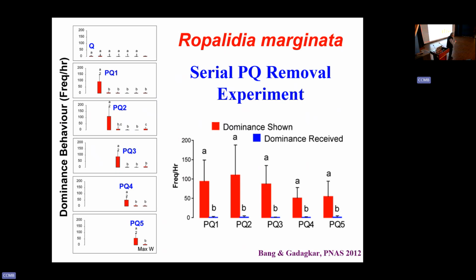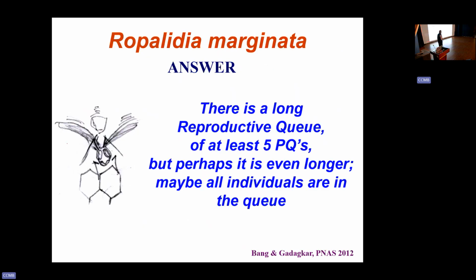They are not challenged. I have enlarged this to show you that these blue bars, which are supposed to be data on aggression received by the potential queens, are essentially 0. But this is what they show. So indeed, there is a long reproductive queue of at least 5 potential queens, but perhaps the queue is even longer. Perhaps everybody is standing in the queue.